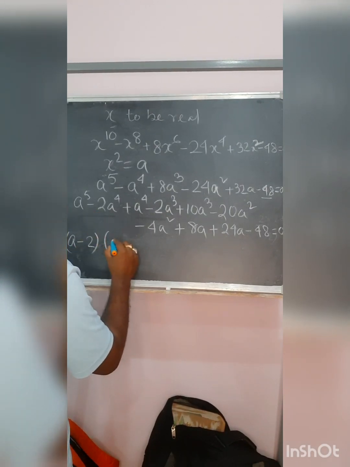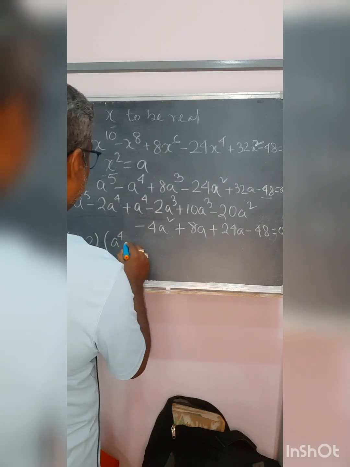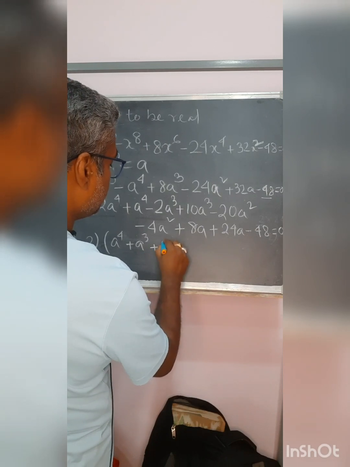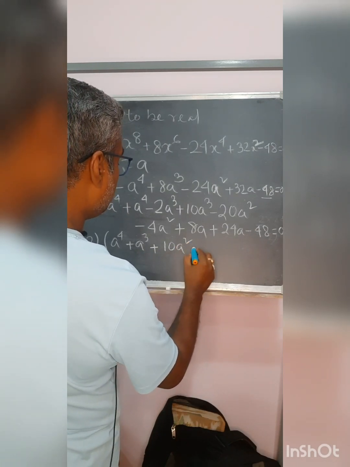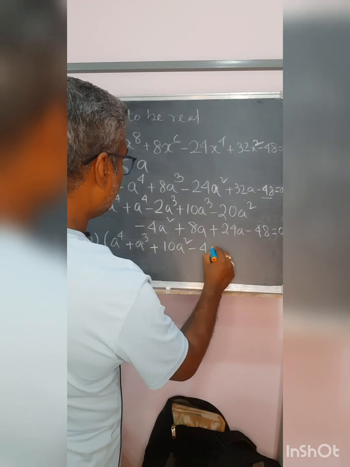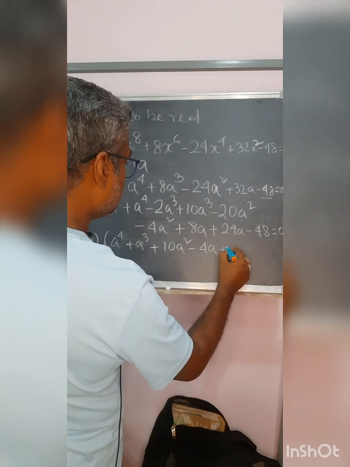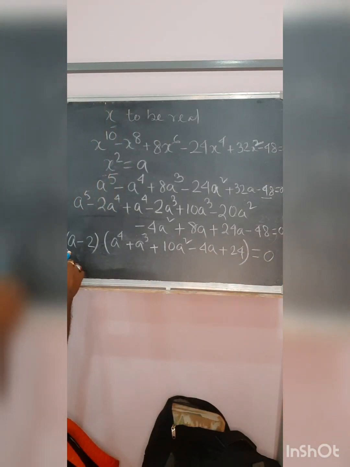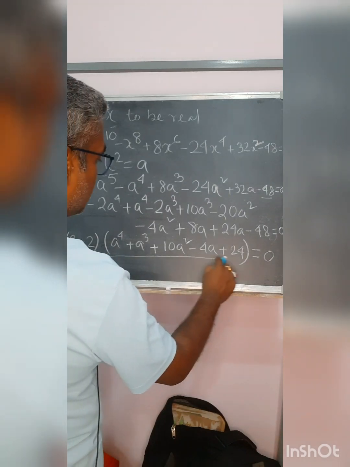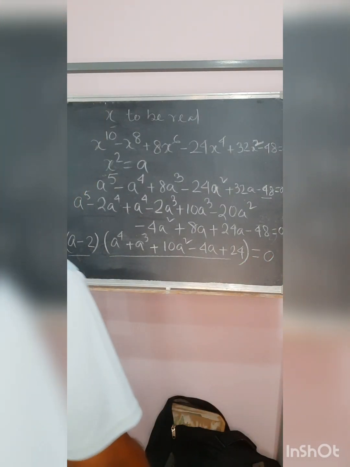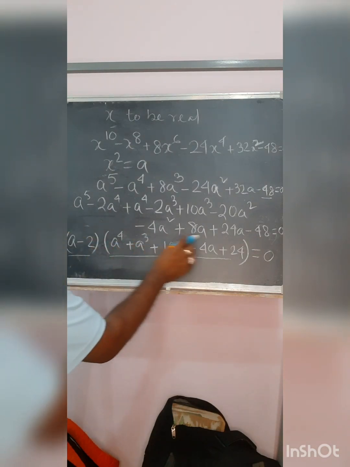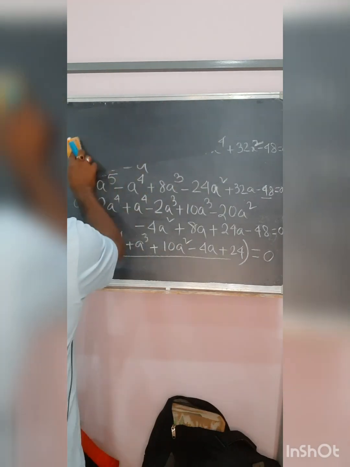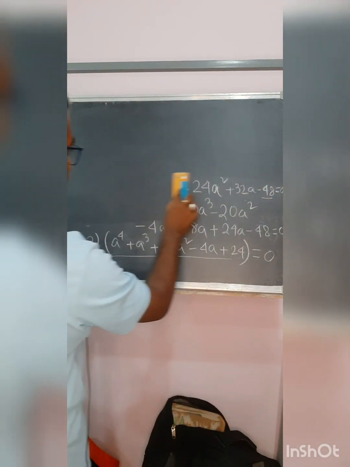So, the remaining one will be a to the power 4 plus a cube plus 10 a square minus 4 a plus 24. So, here you can see two factors multiplied together giving you 0. That means either this or this could be 0. Taking this as 0, let me see what could be the answer for x.